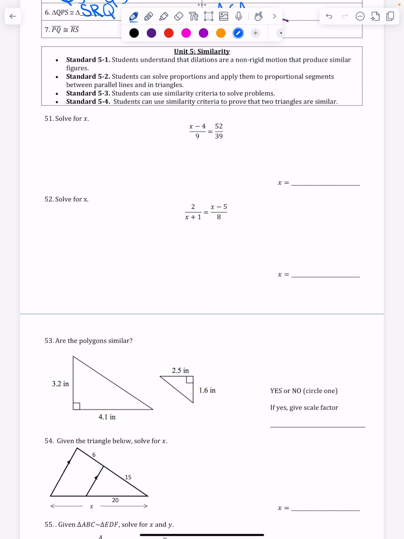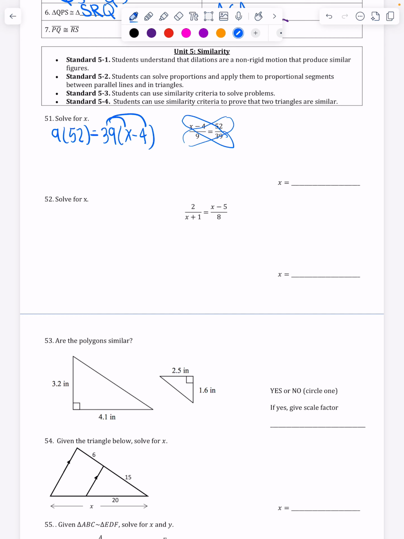Hey guys, okay, so here we are back at Unit 5, and I want you guys to know that we are going to use that butterfly method and cross multiply. So I'm going to go ahead and do 9 times 52. I'm going to set it equal to 39 times x minus 4. I've got to distribute to both of these terms.